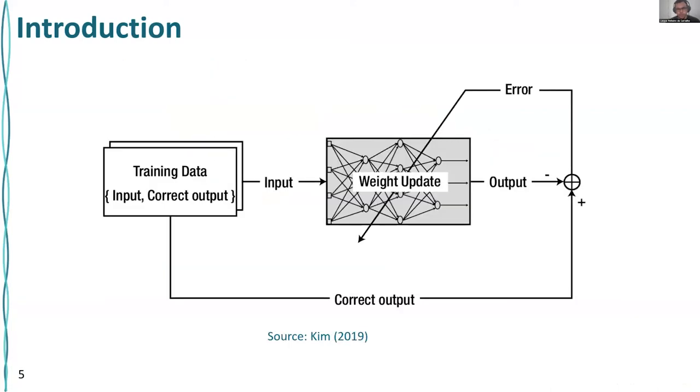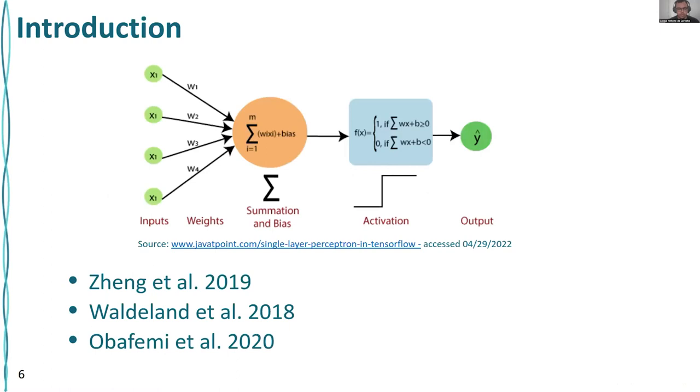Here is just another picture to explain this. We have the input data and the starting weights for our neural network with random values, and with the correct output and the output from this first iteration, we calculate the error and we use an optimizer to update these weights until we get the best results. Here is just a picture to explain the math behind it.